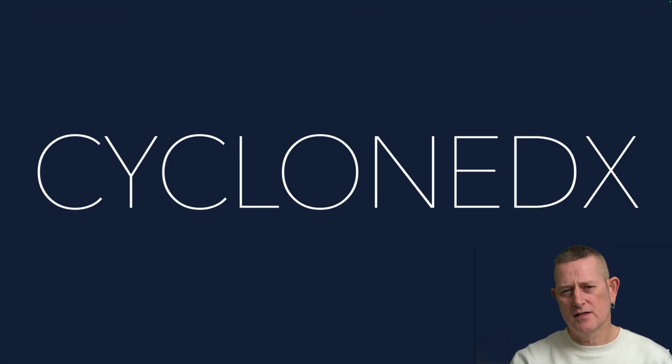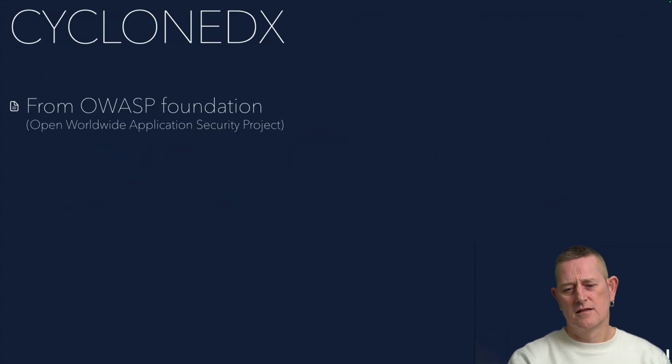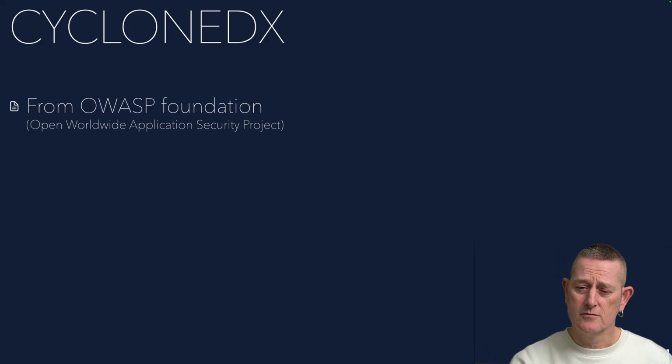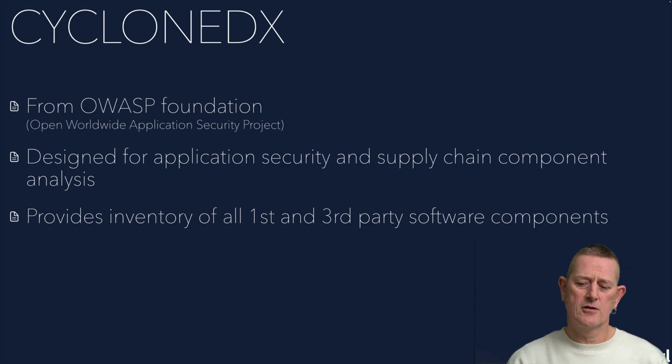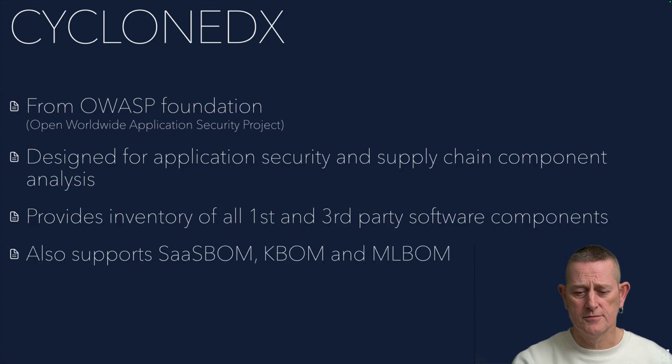If we take a look at CycloneDX, it's a format that comes from the OWASP Foundation, which is the Open Worldwide Application Security Project. It's designed for application security and supply chain component analysis. So it's all about the software supply chain, the whole SBOM thing. And it provides an inventory of all first and third party software components that you deliver with your code. It also supports SaaSBOM, KBOM, and MLBOM, which are different formats, or let's say kinds of bills of materials.